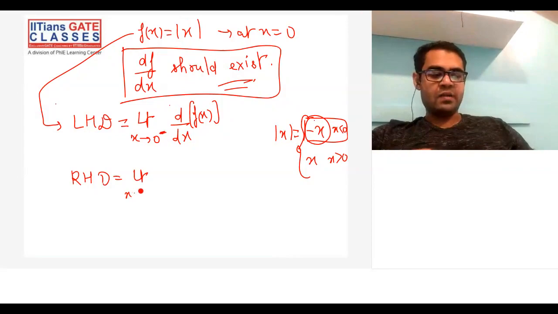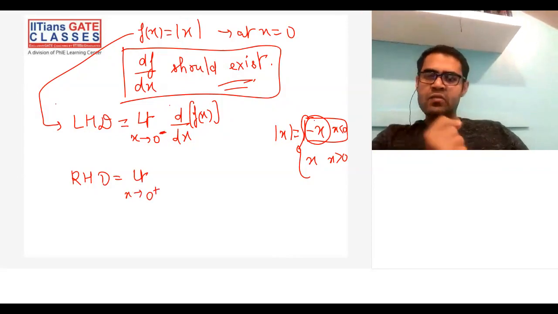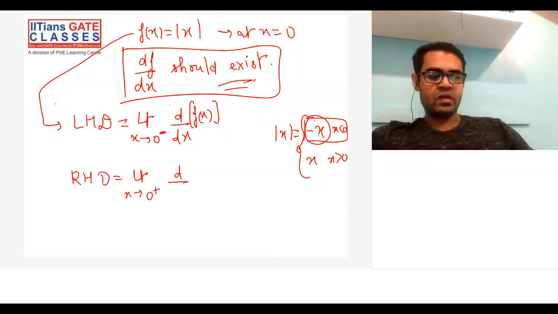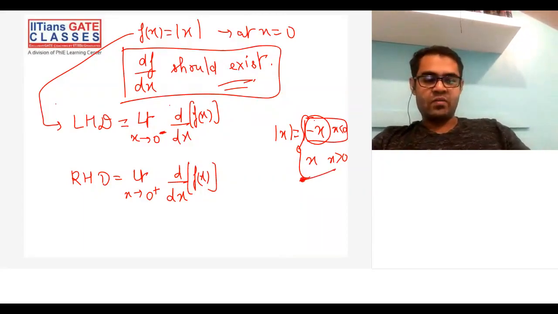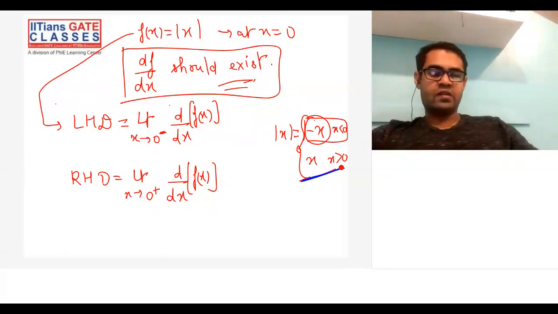And RHD is limit x tends towards 0 plus, I mean a little more value which is greater than 0, d by dx of f(x). So accordingly for the RHD, that means a little more than 0, it should lie in this interval, correct? Let's say the blue line, this interval. I will choose my definition for the RHD accordingly.